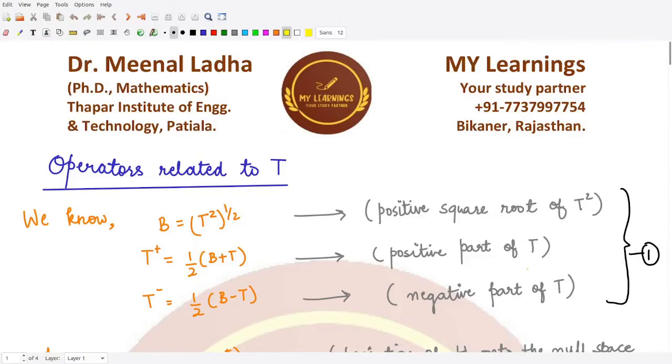In this video, we'll be talking about operators related to T. In order to understand the proof of this spectral theorem relating to spectral family, we have to first understand the operators related to T. We already know that B represents the positive square root of T square. T positive represents the positive part of T, and T negative represents the negative part of T, and we can define all of them as defined here in equation number 1.